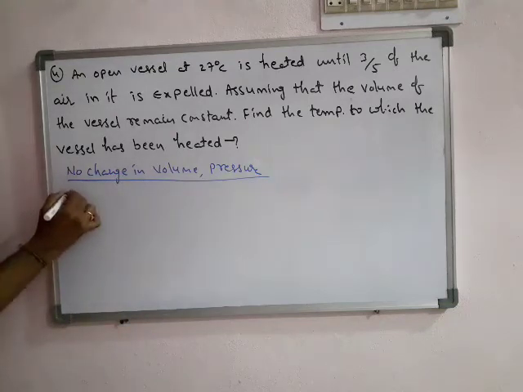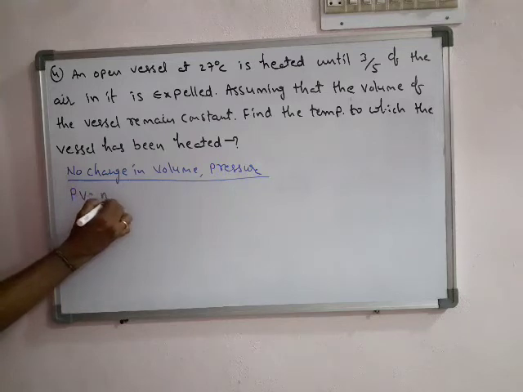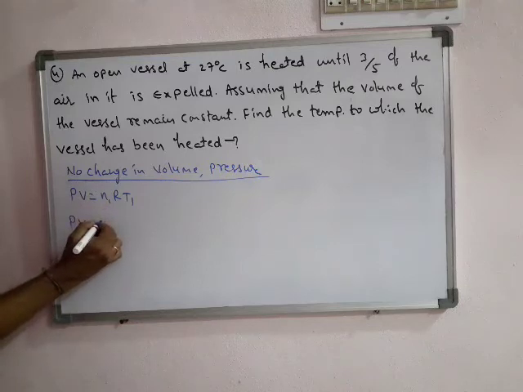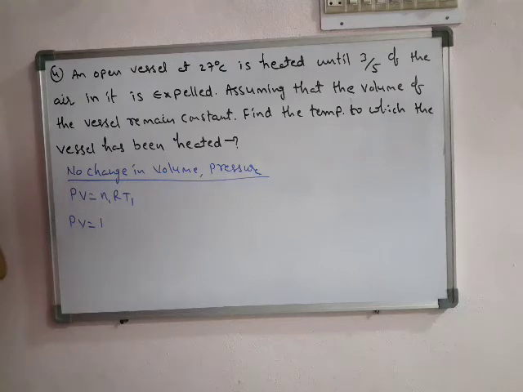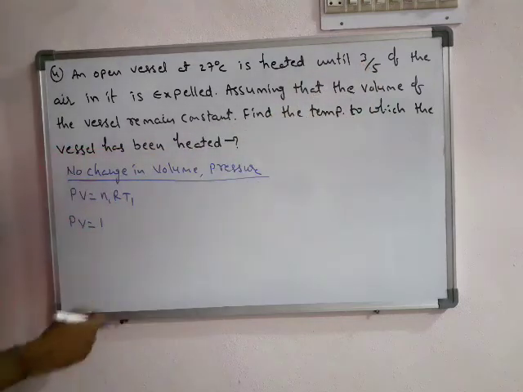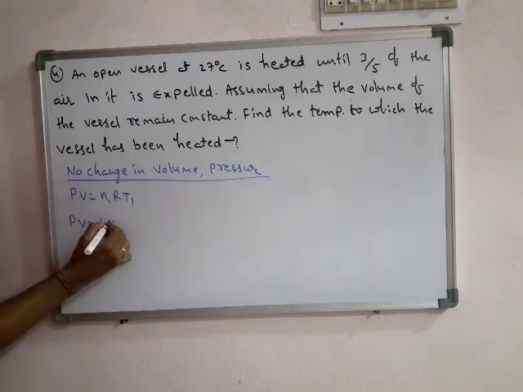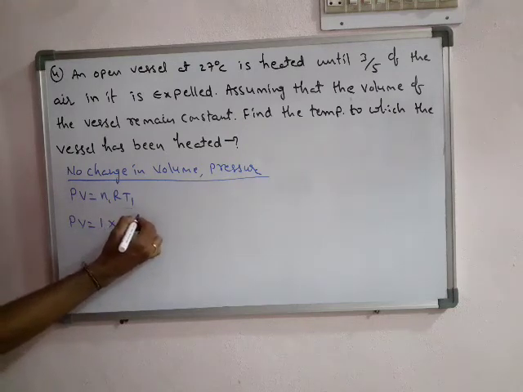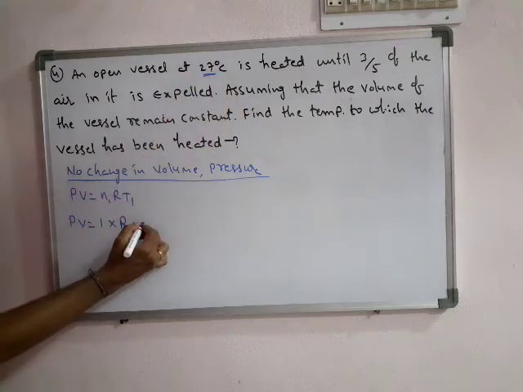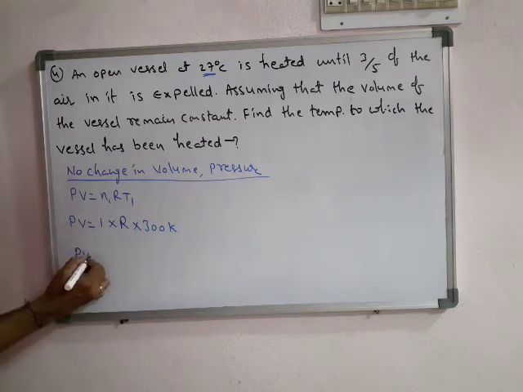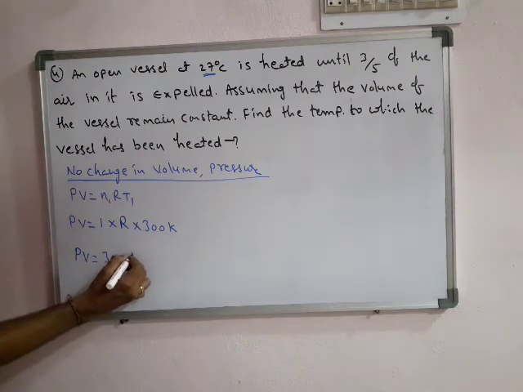For the initial calculation, we know PV is equal to N1 R T1. So PV is equal to, what is the N1? How many number of moles are there? Just take it as 1 mole. Okay, just take it as 1 mole. We need only the percentage, which is given, not the exact value. Take the R value, which is going to be exactly cancelled, so no need to calculate. What is the temperature? 27 degrees Celsius, 300 Kelvin. So here you got 300 R.